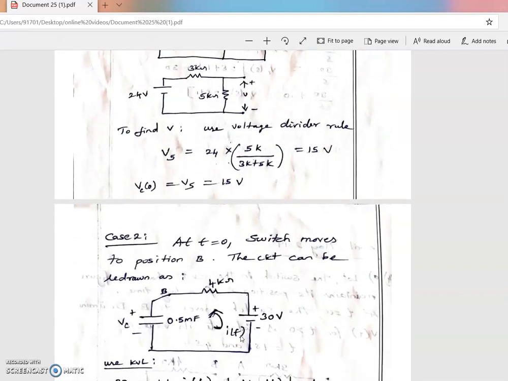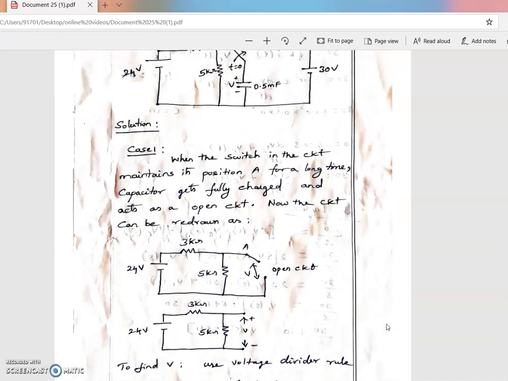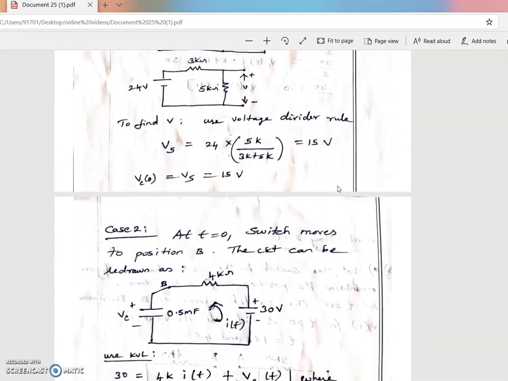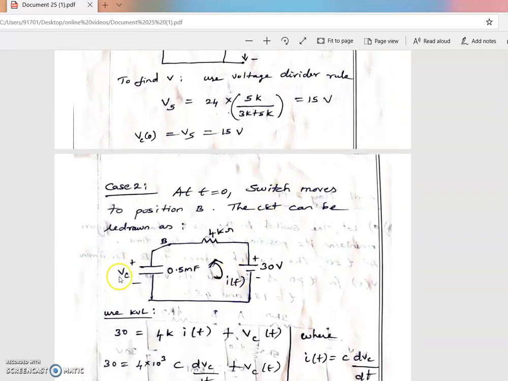According to the question, we move the switch to position B at time t equals 0, and the circuit can be redrawn as follows. If we move the switch to position B, the 24 volt source and the 3 kilo ohm and 5 kilo ohm resistances are eliminated. We only have the capacitor, the 4 kilo ohm resistor and the 30 volt power supply, drawn alone here. See this diagram: the 0.5 millifarad capacitor, 4 kilo ohm resistor and 30 volt.